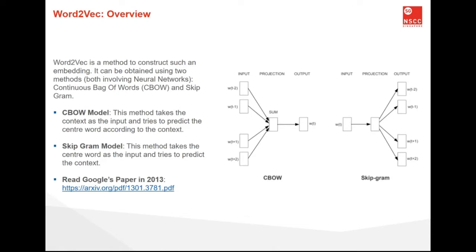Word2Vec is a group of related models that are used to produce word embeddings. These models are shallow, two-layer neural networks that are trained to reconstruct linguistic context of words. Word2Vec takes a large corpus of text as its input and produces a vector space, typically of several hundred dimensions, with each unique word in the corpus being assigned a corresponding vector in the space. Word vectors are positioned in the vector space such that words that share common context in the corpus are located close to one another in the space.